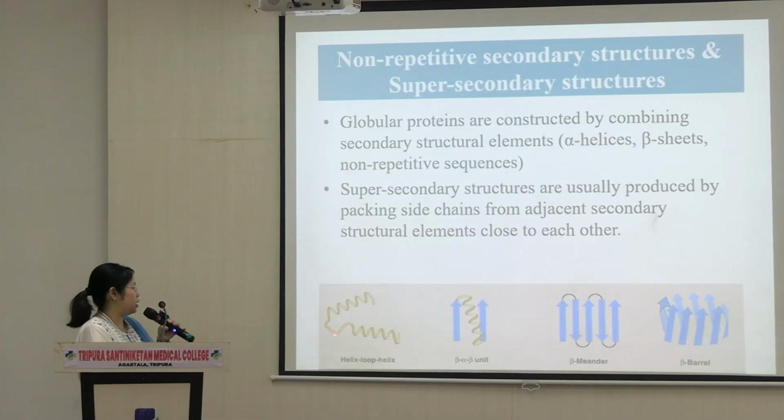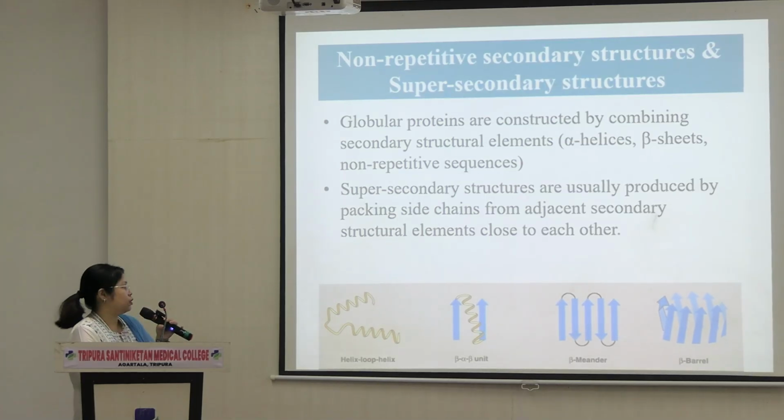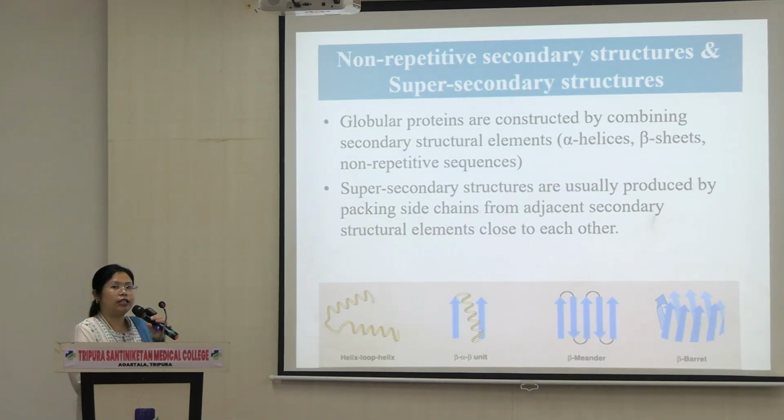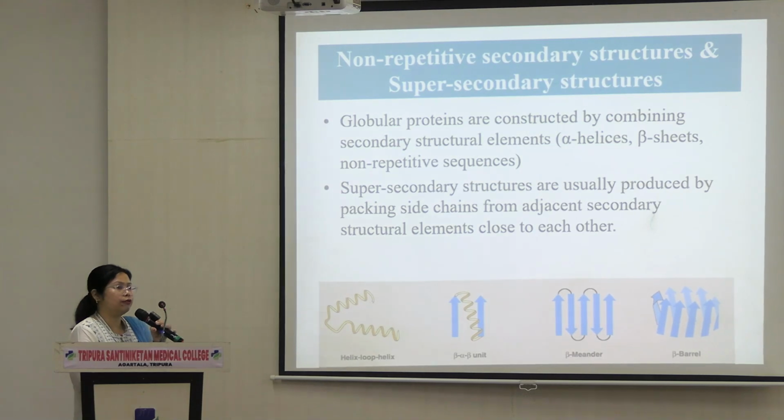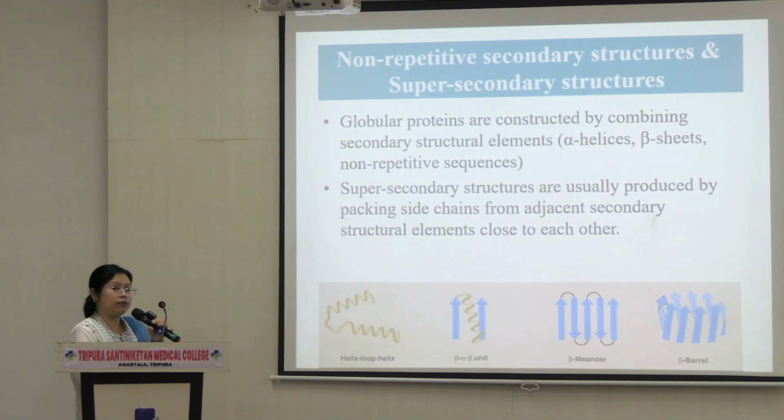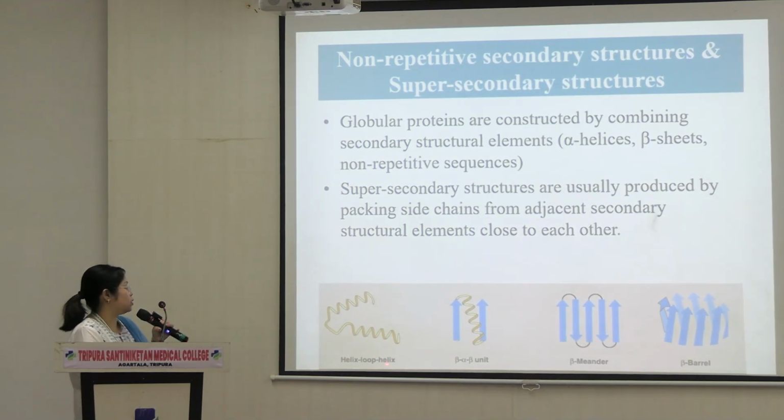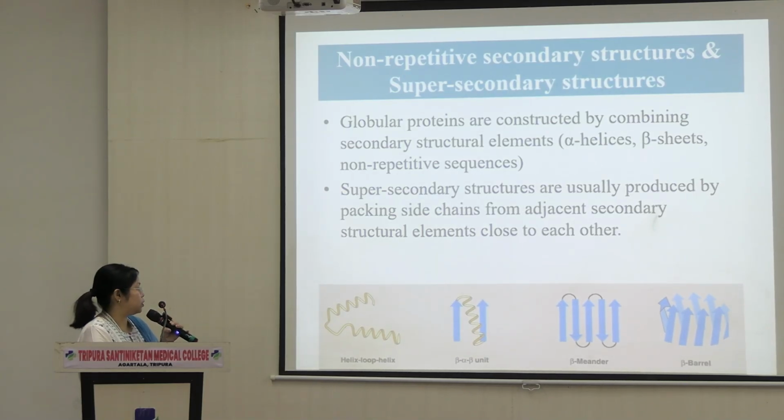Okay, this is an example of a loop. So what does it do? It joins the two different secondary structures or the same secondary structures. Like here, helix, loop, helix. So this is an alpha helix, then there is a loop here that joins the two chains. Then this is another polypeptide chain of alpha helix. Okay.